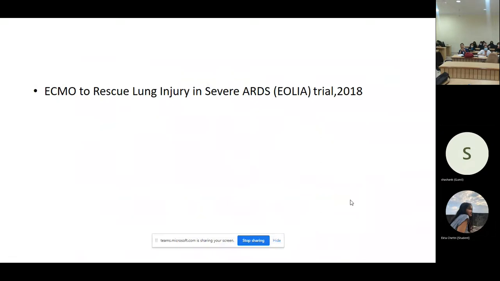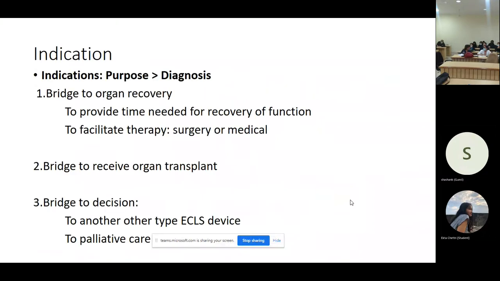When we talk about indications of extracorporeal membrane oxygenation, a patient has severe ARDS and is not responding to prone position and the ARDSNet protocol for ventilatory settings. Severe ARDS is defined by the Berlin definition. To talk about indications for the use of ECMO, the purpose of use of ECMO is more important than the diagnosis.